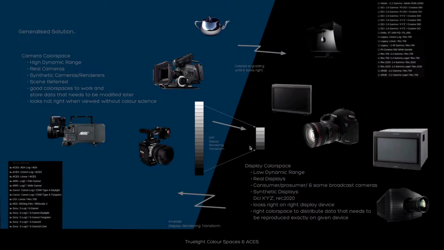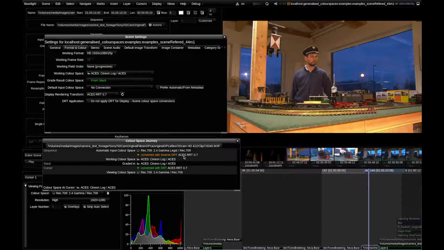Every time Baselight detects that you want to go from a camera color space to a display color space, it applies a display rendering transform, defined in the scene settings. If Baselight detects that you want to convert from one display color space to a high dynamic range color space, we apply a complex inverse transformation.